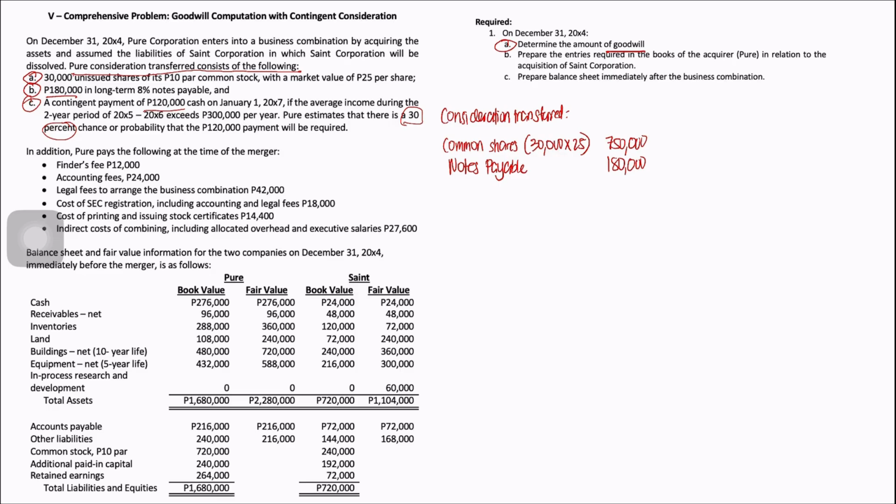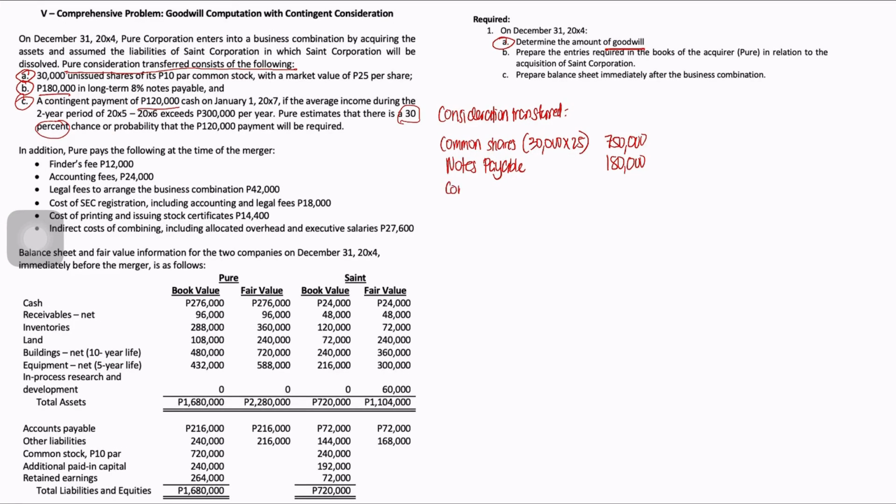But under accounting for business combinations, we can already recognize contingent liabilities even if they are just possible and not necessarily probable. Hence, the amount of contingent consideration to be included in consideration transferred is 120,000 times 30%. That's 36,000. All in all, consideration transferred is 966,000.